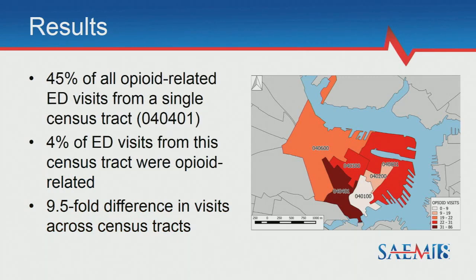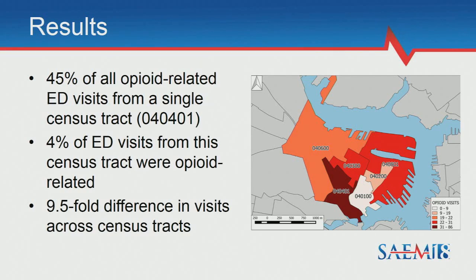So here are the quick results. 45% of all opioid-related ED visits in Charlestown came from a single census tract. And as you can see here, there is, in fact, a hotspot in this location right there. There's about a 9.5-fold difference in visits between this census tract and this one. And even when you control for things like the number of households and unique addresses, you end up with still a 5-fold difference. And these differences can't be explained purely by population differences.